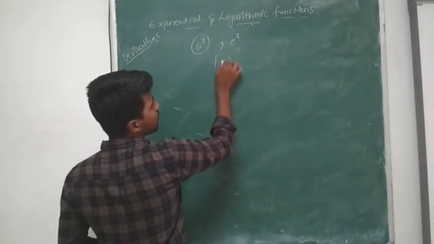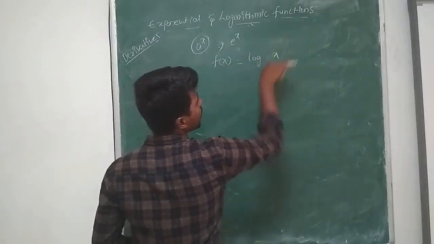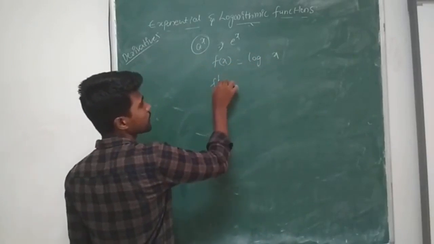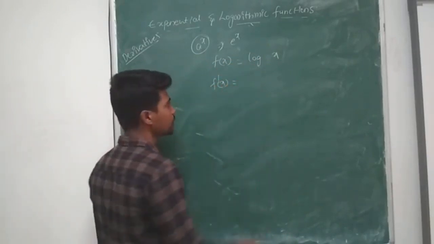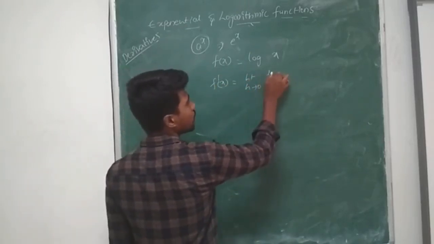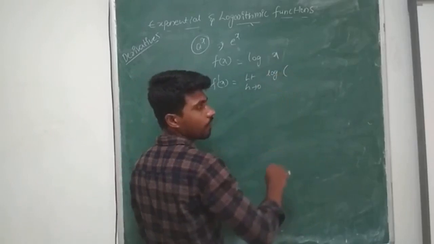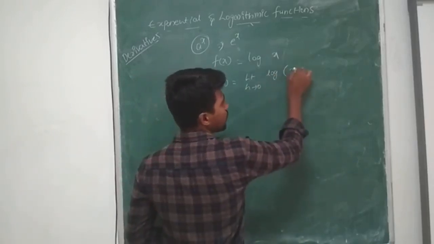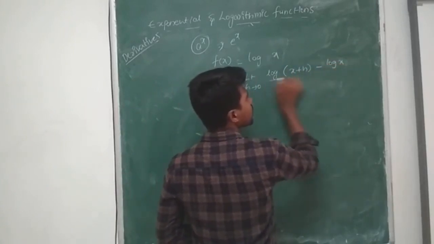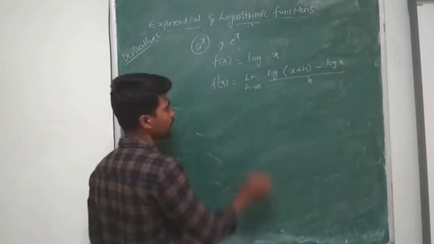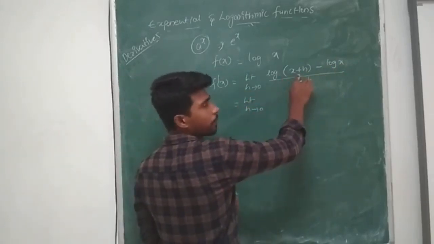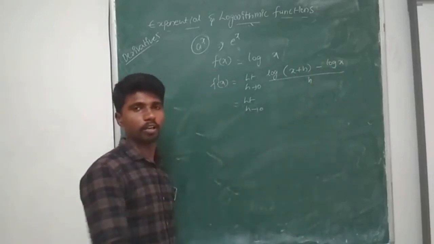If I consider f of x as log x, the natural logarithmic function, then f dash of x, as per our definition, we write as limit h tending to 0 of [log of (x plus h) minus log x] divided by h. Now, log m minus log n is nothing but log m by n.